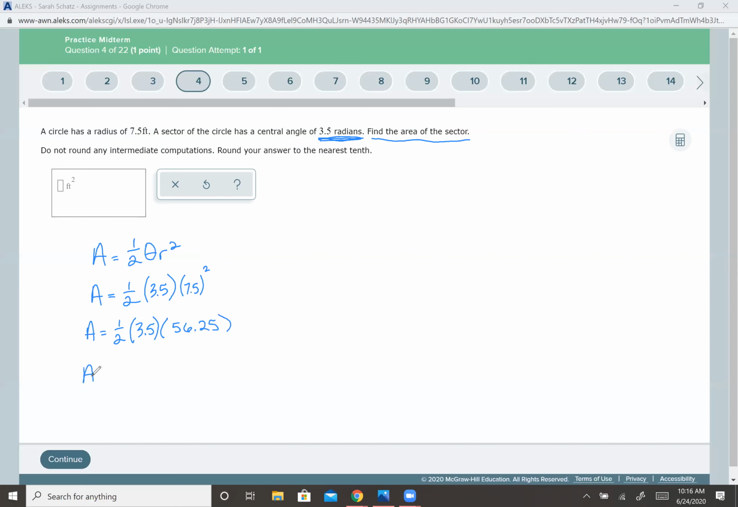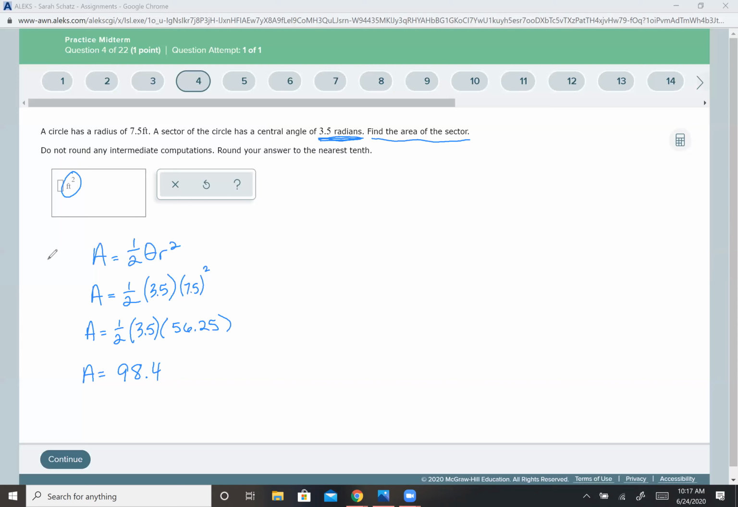Now all I have to do is multiply all this together. If you're in your calculator and multiplying by the 1/2, it's probably easiest to write that as 0.5. So in mine, I'm doing 0.5 times 3.5 times 56.25, and I get my area of this sector. It says round to the nearest tenth, so I got 98.4. It already has the units here for you, feet squared, so all you have to do is write in the number.